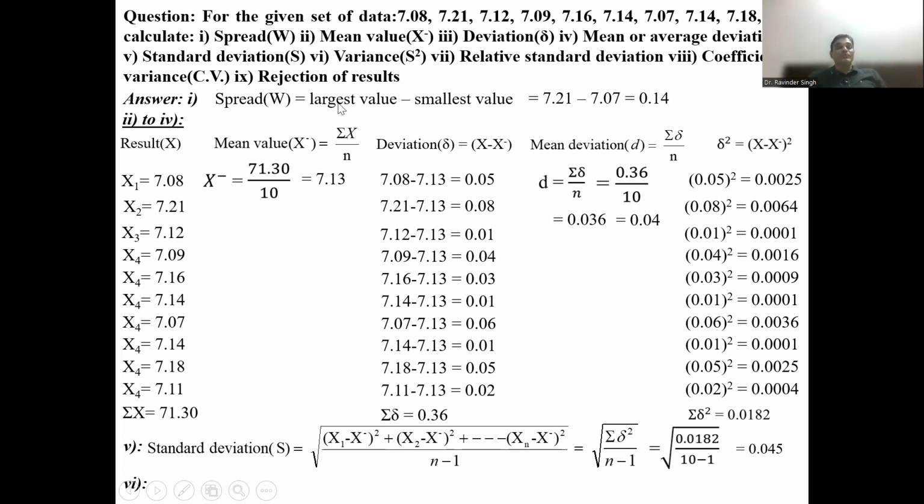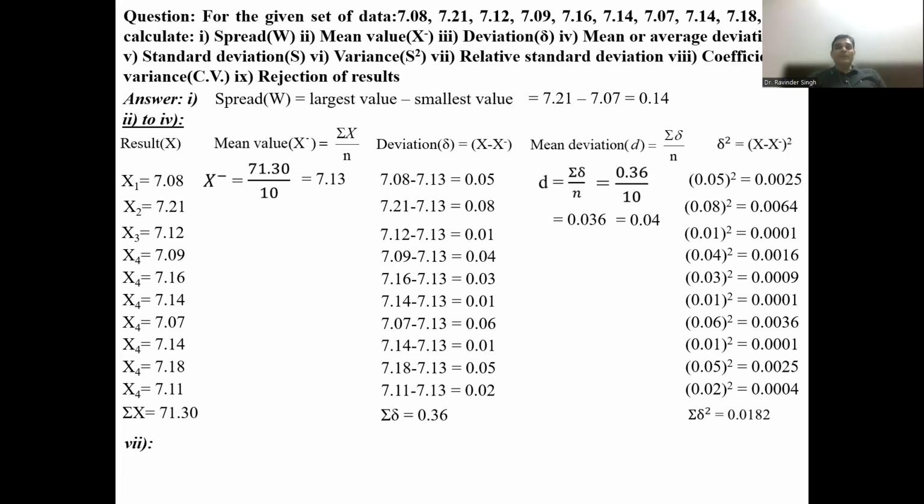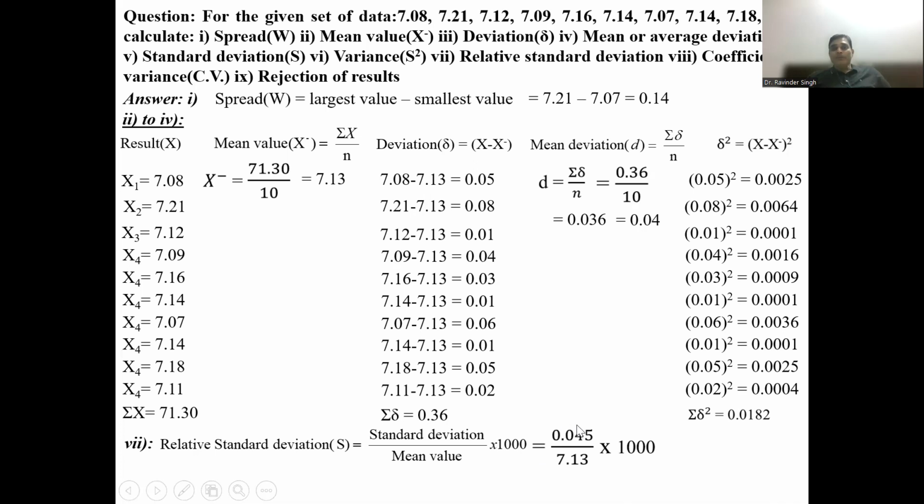Next we will find out the s square. Take just the square of that 0.045, and the answer comes out to be that one. After that we will find out the relative standard deviation. The standard deviation divided by the mean value multiplied by 1000 is the relative standard deviation. We just calculated the standard deviation, that is 0.045, which you must have noted down in your copy, divided by the mean value, which we found at the start, 7.13, multiplied by 1000.